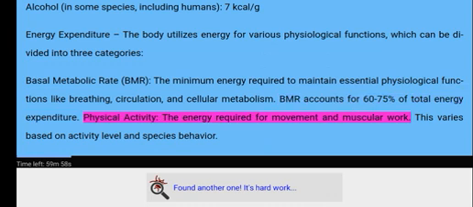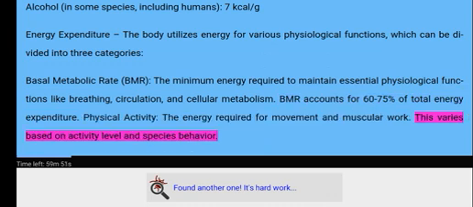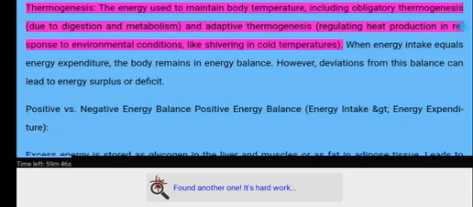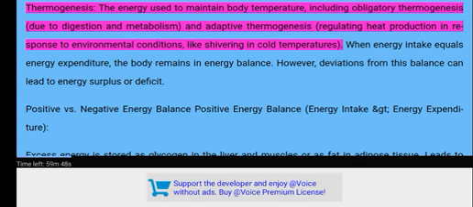Physical activity is the energy required for movement and muscular work. This varies based on activity level and species behavior. Thermogenesis is the energy used to maintain body temperature, including obligatory thermogenesis due to digestion and metabolism, and adaptive thermogenesis, regulating heat production in response to environmental conditions, like shivering in cold temperatures.